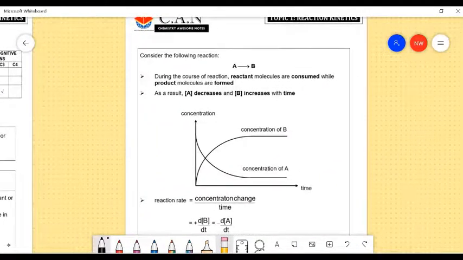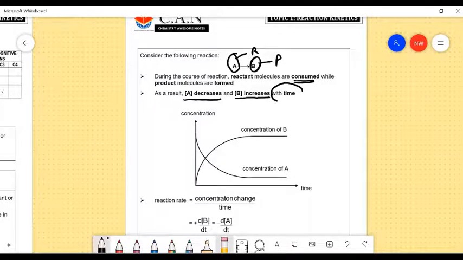It gives you here, consider the following reaction from A to B. So, A is our reactant and B is our product. During the course of reaction, reactant molecules are consumed. Consume here means use up, while product molecules are formed. As a result, concentration of A will decrease and concentration of B will increase with time.